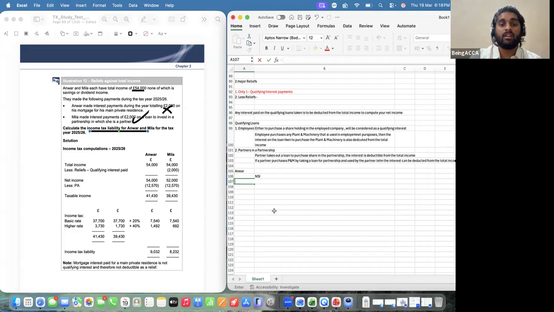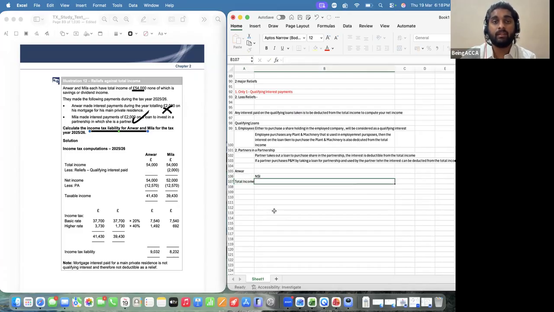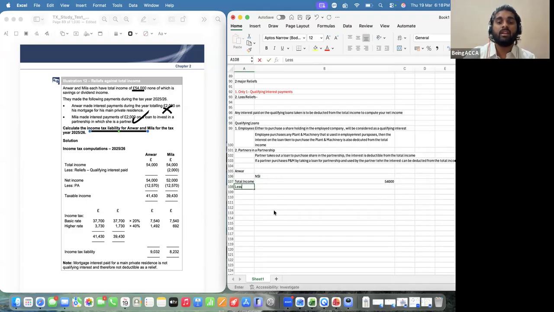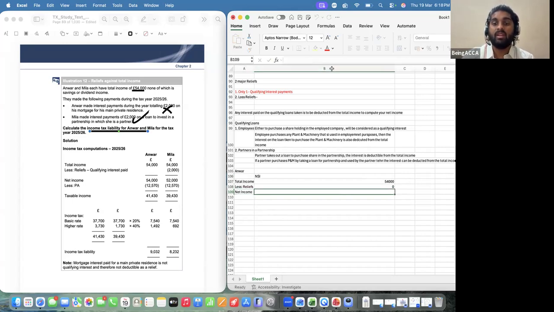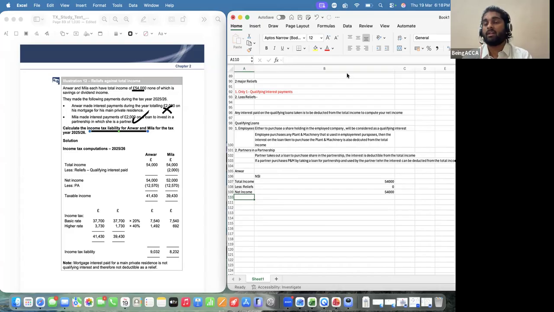Let's write the total income given to us already. Total income is 54,000. From that, do we get any relief? Less reliefs, we do not get any, so we mark it with a 0. To get net income, it is equal to this minus this, 54,000. So we have got our net income.